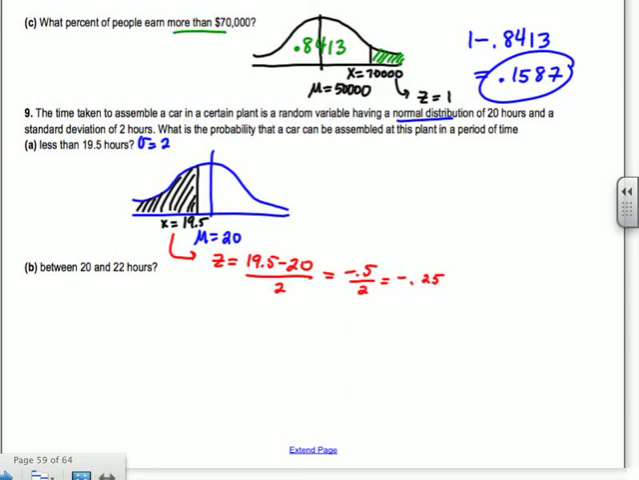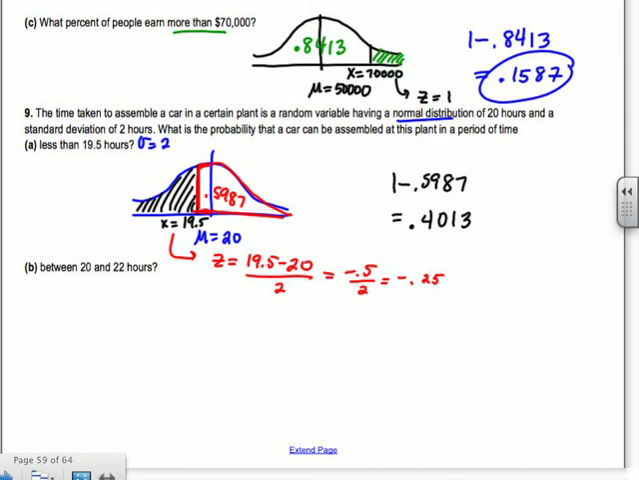Okay, we can't look up negatives on our table, so we look up 0.25. We've done that one before. What is it? 0.5987. Okay, this one's kind of tricky because they're really close. Which side, the right or left, is 0.5987? The right, because it goes a little bit more than halfway, right? Here's halfway. It goes past it. So this is 0.5987. Okay, we want the other side, though. So we want 1 minus 0.5987. So we get 0.4013.